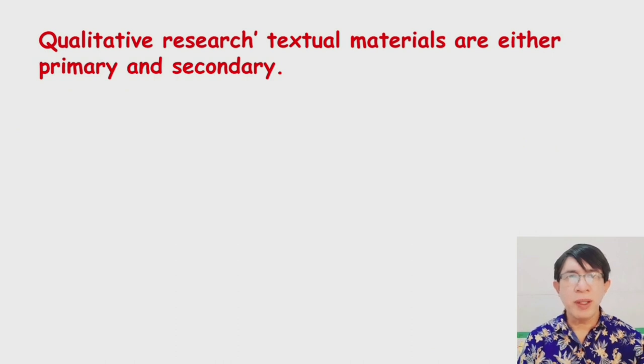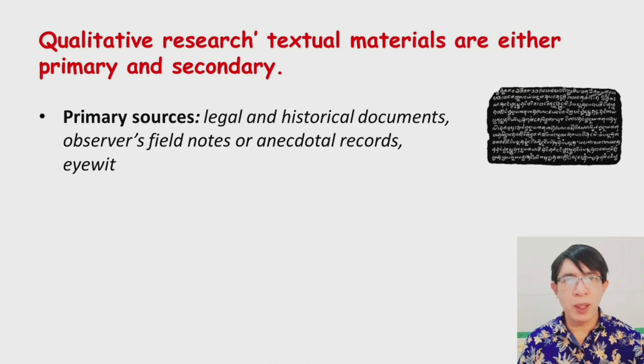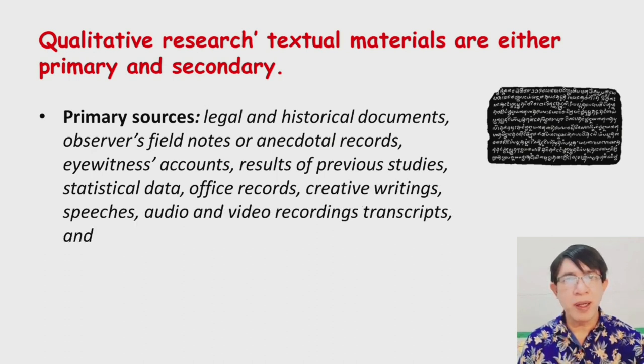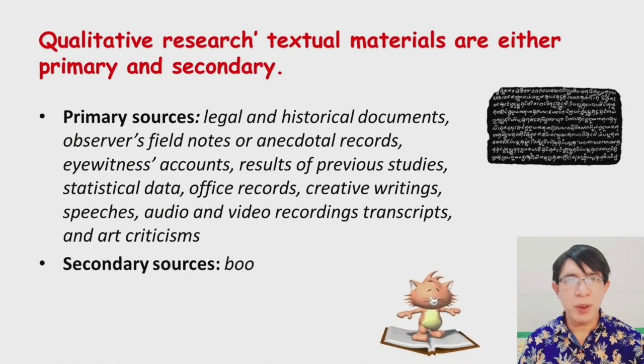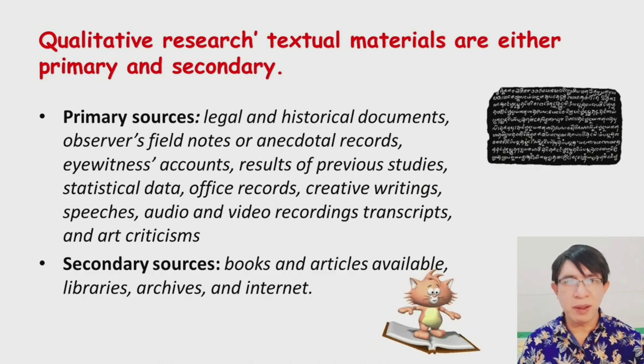Further, textual materials can be classified as primary and secondary. Primary sources include legal and historical documents, observers' field notes or anecdotal records, eyewitness accounts, results of previous studies, statistical data, office records, creative writings, speeches, audio and video recordings, and art criticisms, while the secondary sources include books and articles which are available in the libraries, archives, and internet.